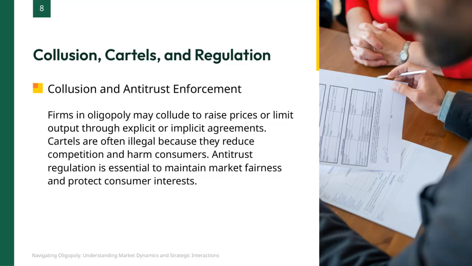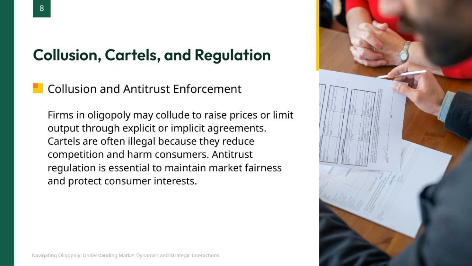Here we're looking at how firms in an oligopoly might work together to influence the market. They may collude, either openly or tacitly, to raise prices or limit how much they produce. This kind of behavior often forms cartels, which are typically illegal because they hurt competition and ultimately consumers. That's why antitrust laws and enforcement are so important. They help keep the market fair and protect consumer interests by preventing these anti-competitive agreements. The image shows a group discussing an application form, symbolizing the negotiations or agreements that could happen behind the scenes in such collusions.